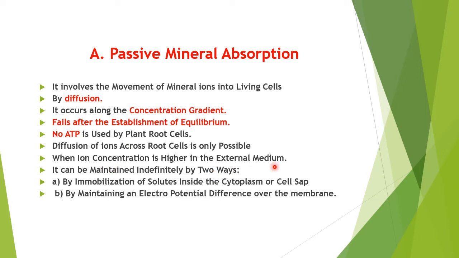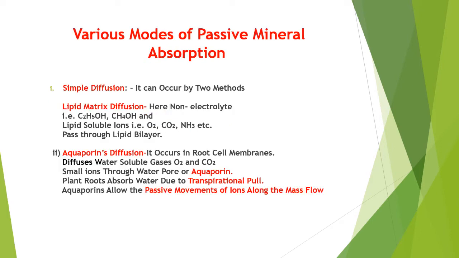Then it will be from higher concentration to the lower concentration as per the gradient. It can be maintained indefinitely in two ways: by immobilization of solute inside the cytoplasm or cell sap, or by maintaining an electropotential difference over the membrane. So passive absorption is one which is along the concentration gradient, does not use ATP, and in plants it is only possible when the internal and external concentration gradient is maintained.